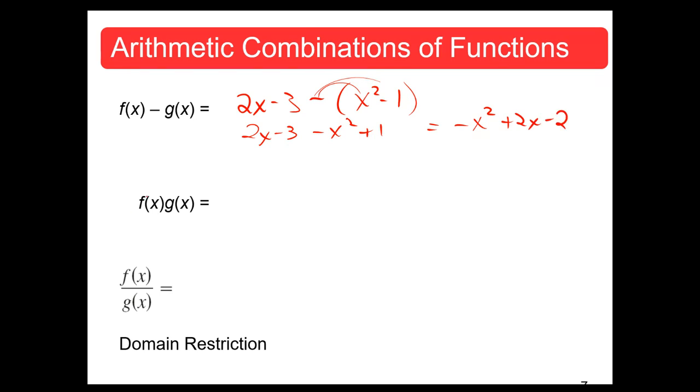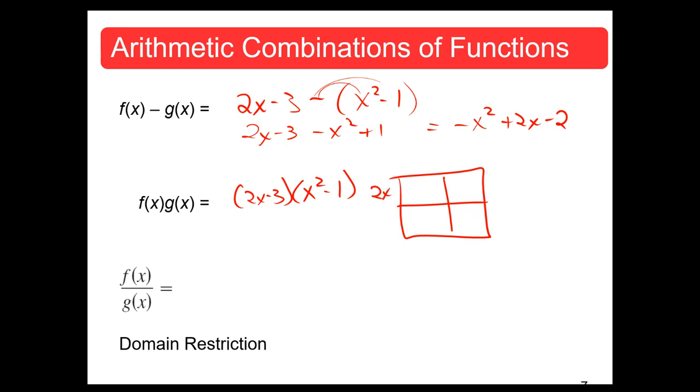On this one, it's multiplying, so it'll be 2x minus 3 times x squared minus 1. You will use a box or FOIL that out. So that's going to be like this, 2x minus 3, x squared minus 1. This will be 2x to the third minus 3x squared minus 2x, and this will become a positive 3. There are no like terms, so we're just going to write them out. 2x to the third minus 3x squared minus 2x plus 3.